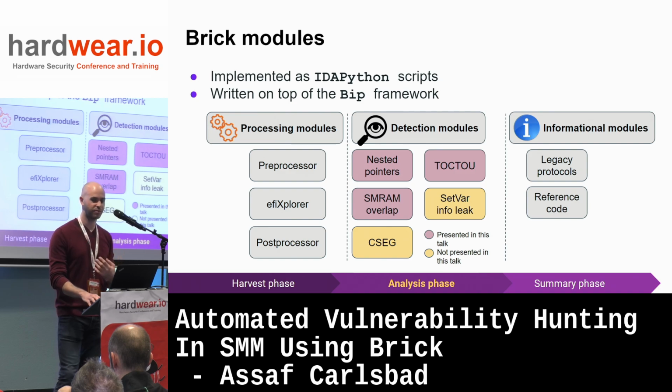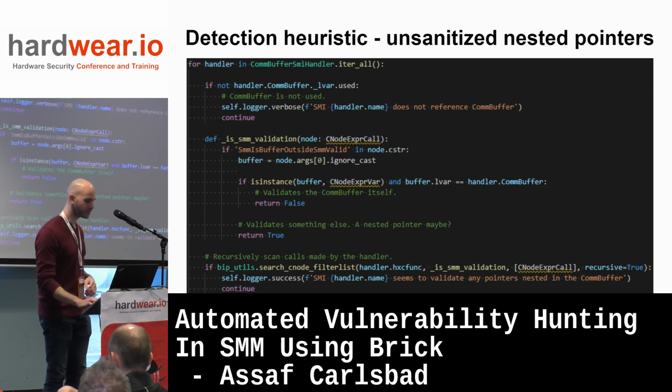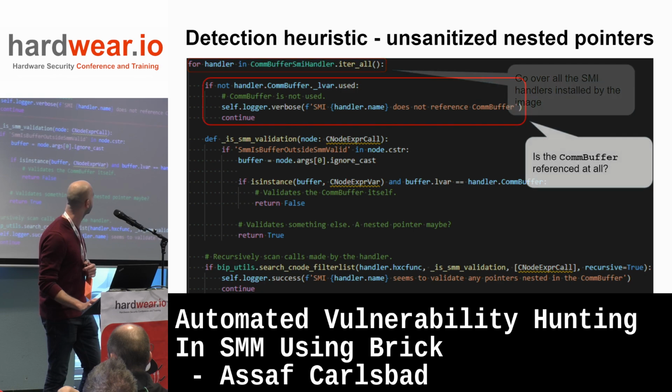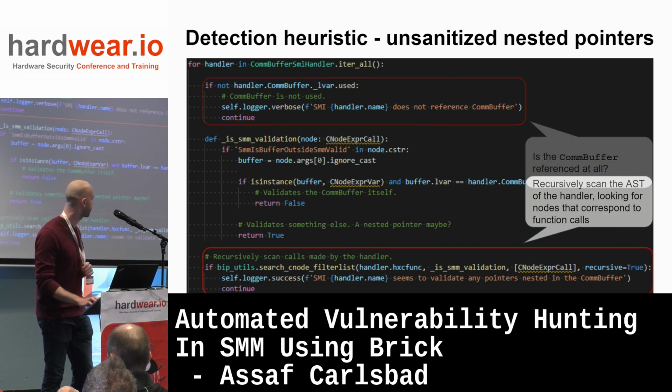So just to give you a glimpse of what a heuristic looks like, let's take a look at the code responsible for detecting the usage of unsanitized nested pointers. Basically, we iterate over all the SMI handlers installed by the image, and for each SMI handler, we check to see whether or not the communication buffer is consumed in any way. If it is not, we can assume the handler is implicitly safe and just move on to the next one.